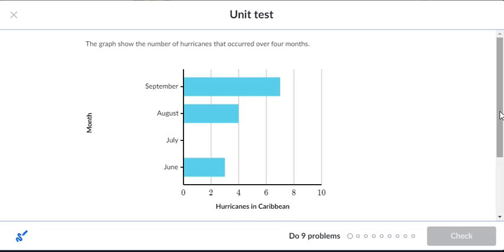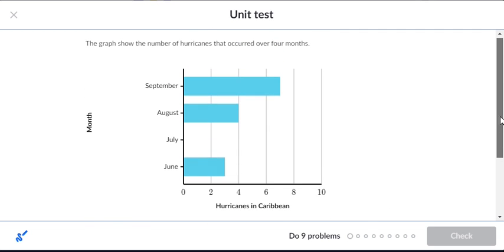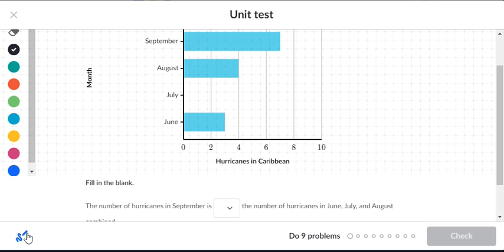There is no number for July. The number of hurricanes in September is blank. The number of hurricanes in June, July, and August. So we want to take a look at June, July, and August. August was at 4. July, of course, was 0 because there's no bar there. Let's see, the other one was June. June between 2 and 4 is 3.